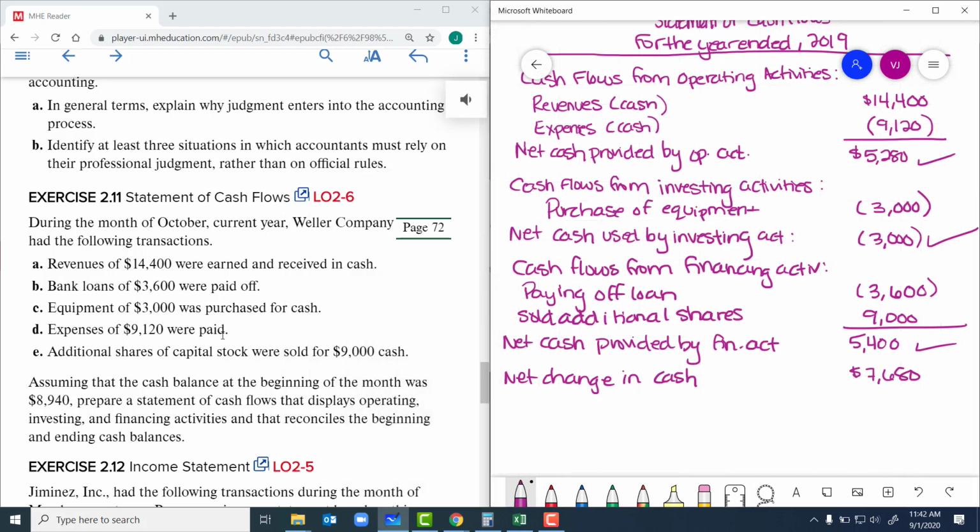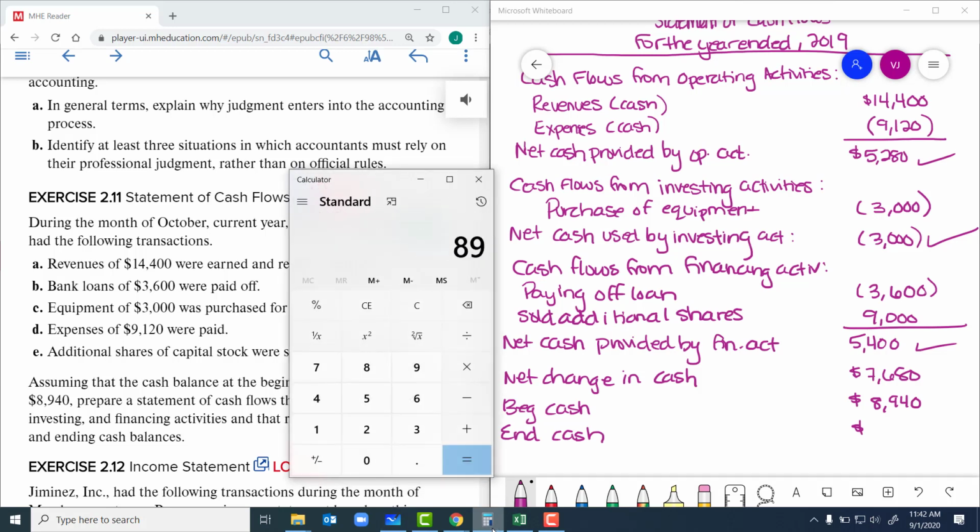But then we want to go and look at, well, they told us that the cash balance at the beginning of the month was $8,940. So we start with beginning cash. Okay, beginning cash is $8,940. Well, if we know the beginning cash and how it changed, we can find the ending cash balance. If we started with $8,940 of cash to begin the month with, we now know that the net change in cash was a positive $7,680. So we add that change in cash, and that means that our ending cash balance should be $16,620.